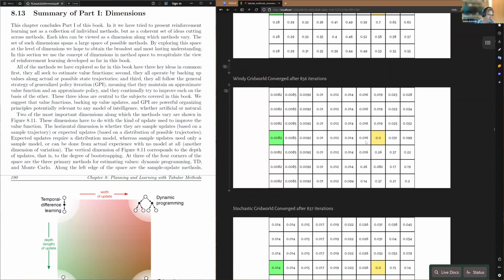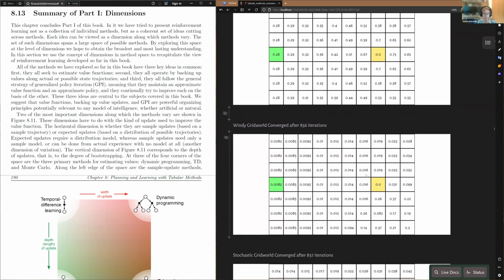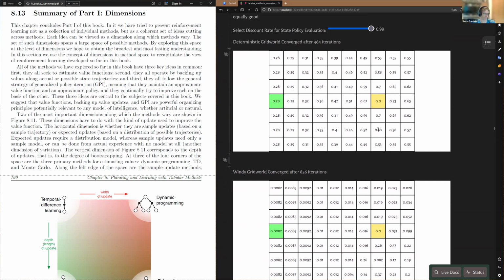So here, in the windy grid world, you can see the values are much lower. That's because the wind is high here, and it keeps pushing you away from the goal. And now it should be obvious why this state is the highest value: from this state, if you move up, you're guaranteed to end up in the goal. And if you move down, you're also guaranteed to end up in the goal, because there's a wind value of 2 here. So yeah, the wind does dramatically change things.